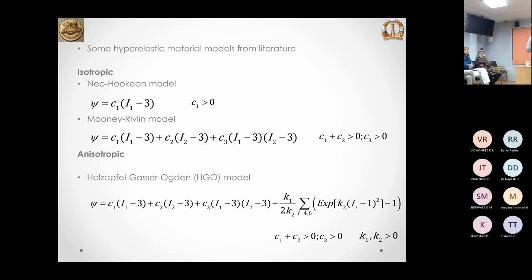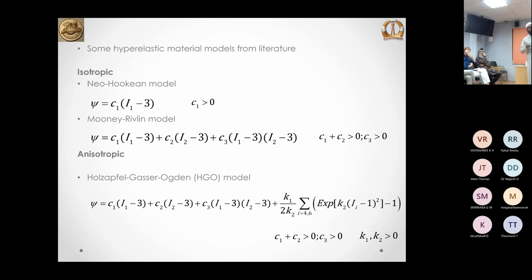And for Mooney-Rivlin, the strain energy function will be like this: a function of I1, I2, and it is a product of I1, I2. And these are the constraints. How these constraints come about, I'll tell in the next few slides. For anisotropic, a GO model is used in my problem also.